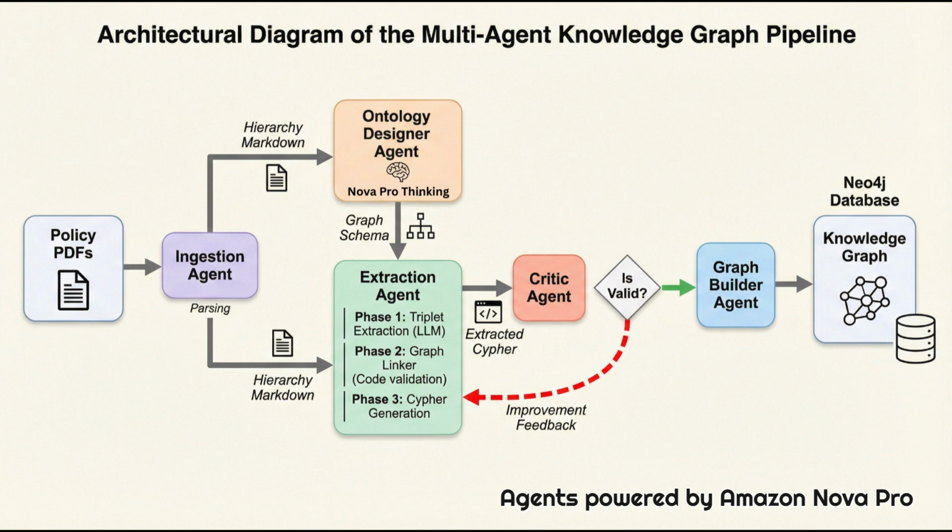Next, the extraction agent pulls policy triplets, links them to that schema, and generates Cypher statements. A critic agent validates those statements and loops back until they're correct. Finally, the graph builder executes the Cypher statements into Neo4j, so VARA can make grounded, explainable decisions.